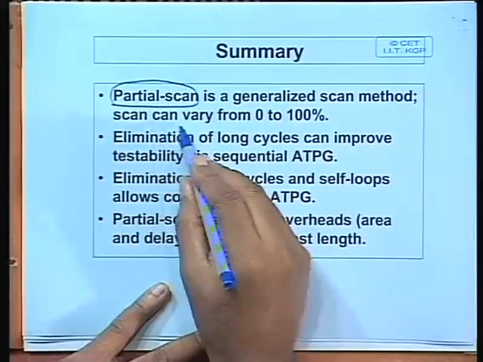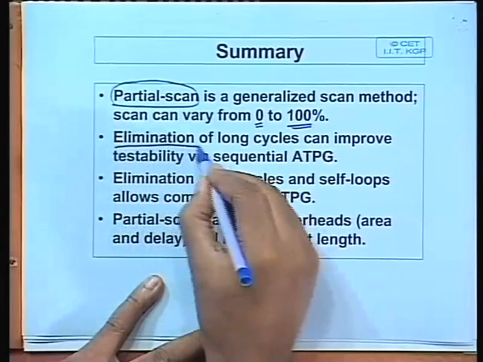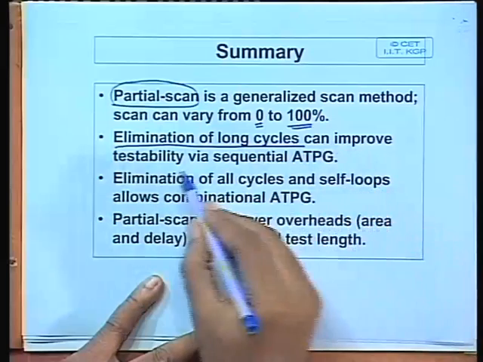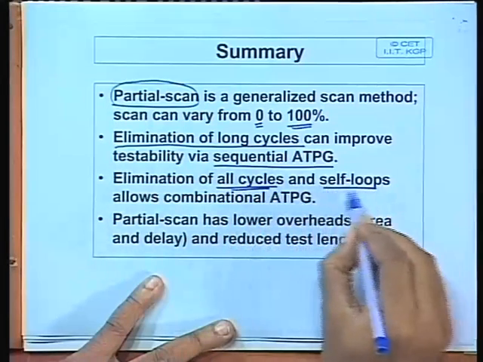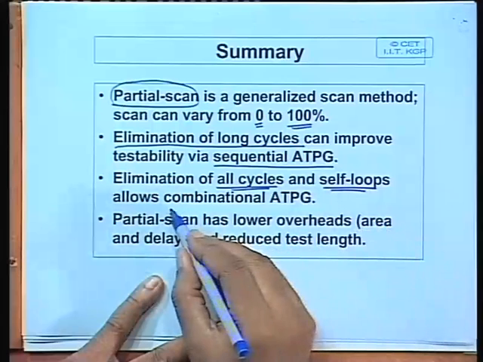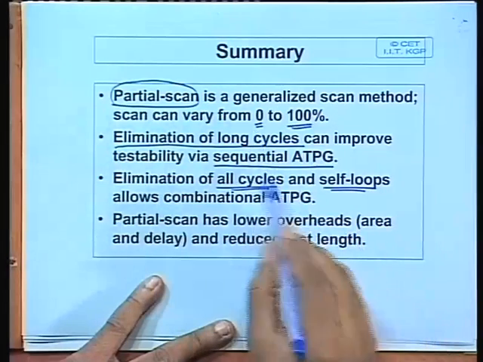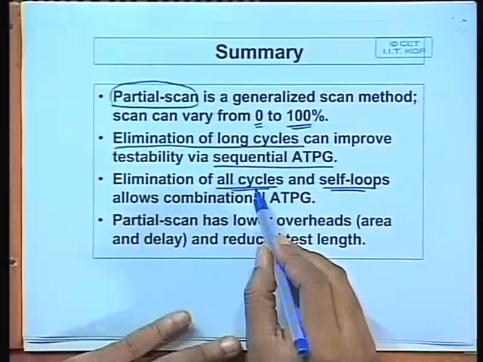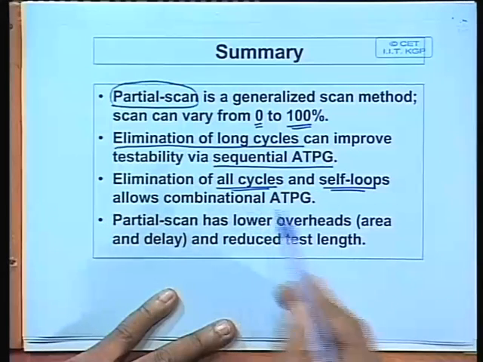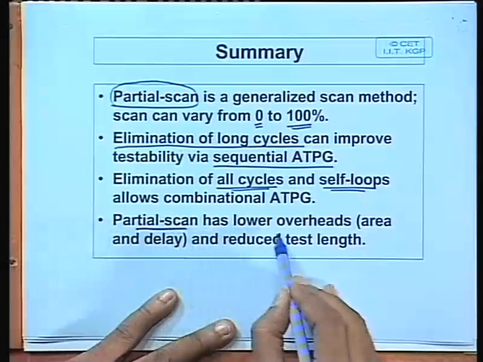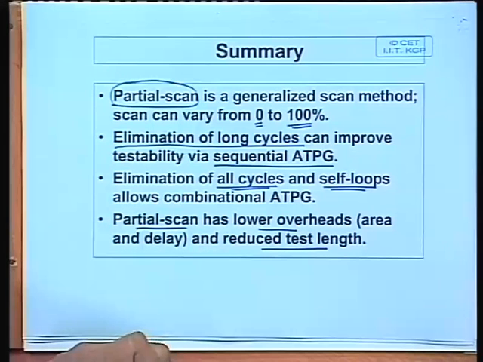So depending on the circuit, the number of flip-flops you need to scan can vary from none up to all. And elimination of long cycles in the flip-flop paths, I told you, improves the testability via sequential ATPG. You eliminate all cycles, eliminate all self loops. If you do this, then you can allow combinational ATPG also. You need not convert all flip-flops into scan path, but you eliminate cycles in the flip-flop paths. There are ways in which if you can break the cycles and self loops, you can use combinational ATPG for testing. And obviously partial scan has much lower overhead and fewer test patterns that need to be applied for testing.